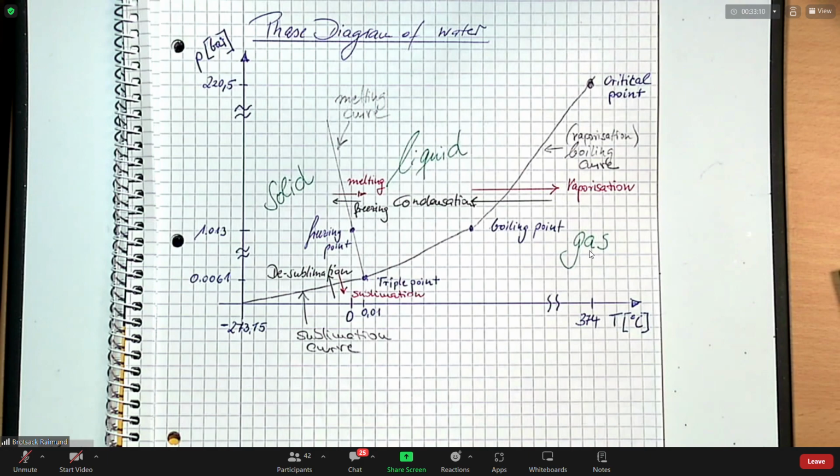So if you are up on Mount Everest, what are you expecting for the boiling point? The boiling point will be lower because the pressure on the top of Mount Everest is lower. If we have a lower pressure, the boiling point will be lower. So you can cook your eggs at maybe 80 degrees Celsius.